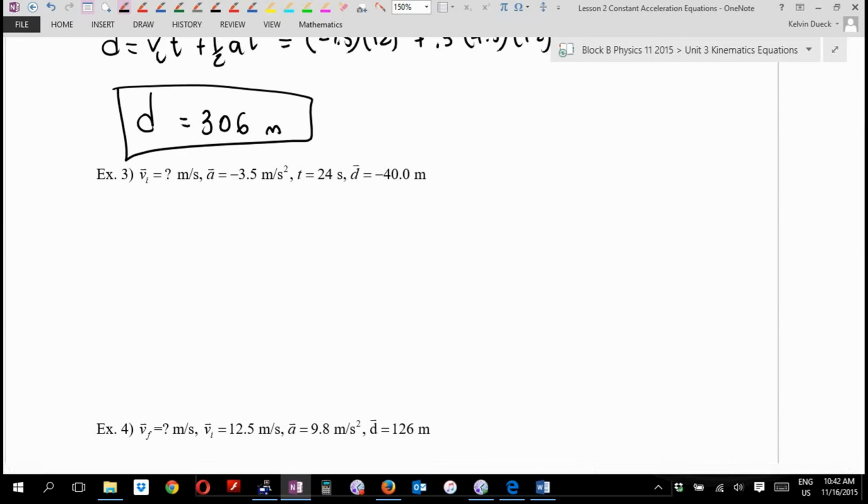Let's kick it up a notch. Ty, what are they asking me to find in number 3? VI. So already I'm looking for an equation that has to have a VI in it. I mean, that may seem really obvious, but knock, knock, hello, okay? They also, it looks like they gave me A and D and T. Which is my starting point? Which equation can I use to solve this? Ty, which one?